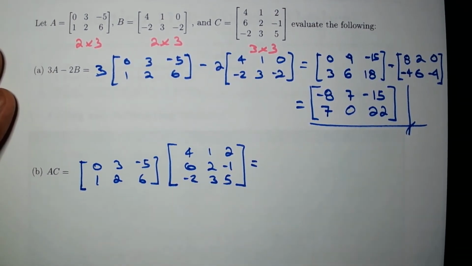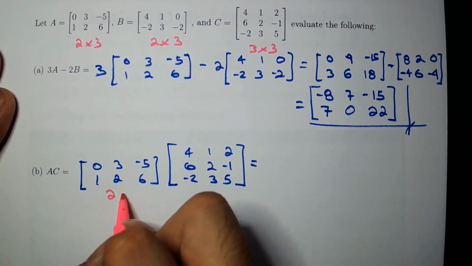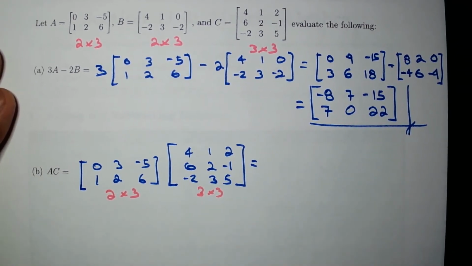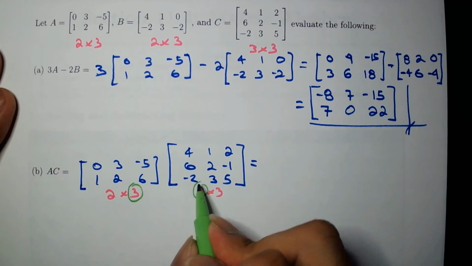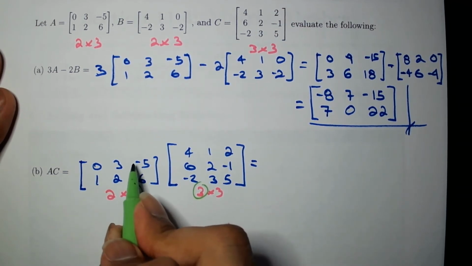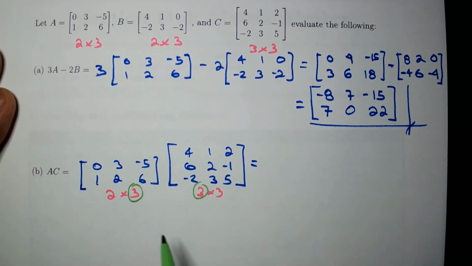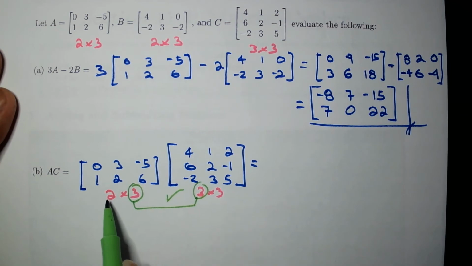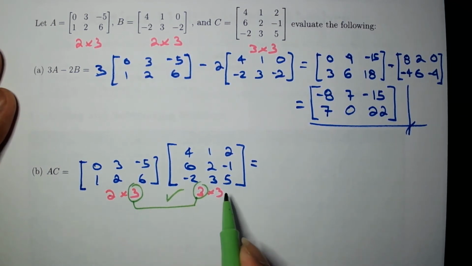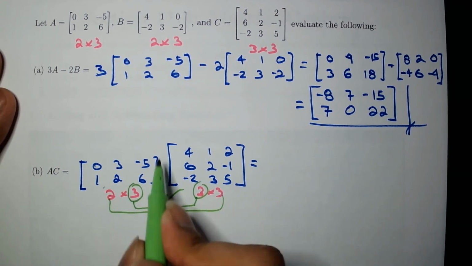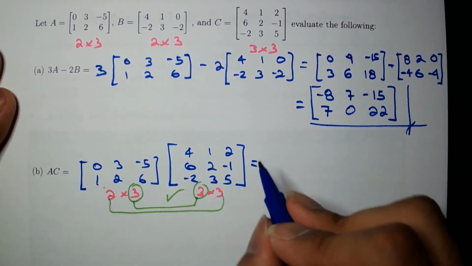Alright, let's see if the product is possible. In this case, this is a 2 by 3, and this is a 3 by 3. If you notice these two numbers, the number of columns of the first matrix is the same as the number of rows of the second matrix. So this is okay. And our final answer will have 2 rows and 3 columns, just like the first one.